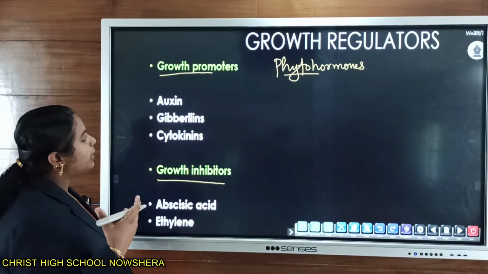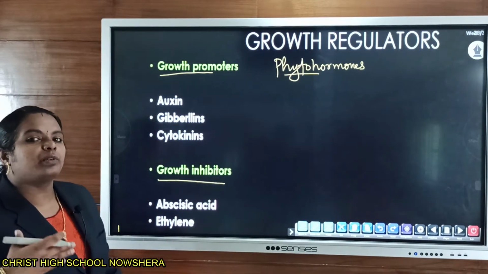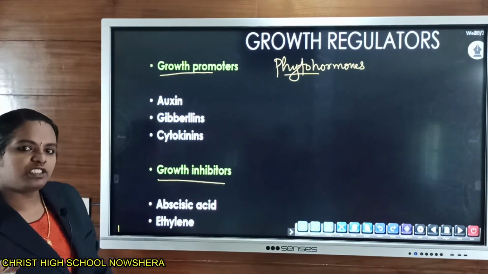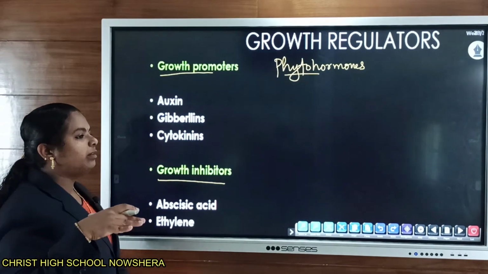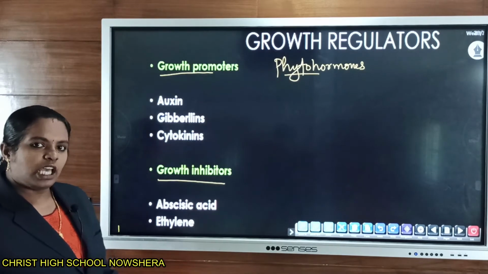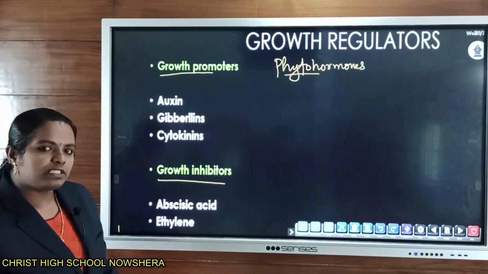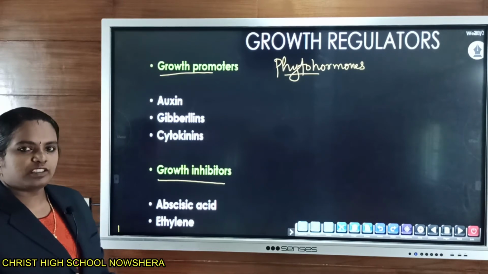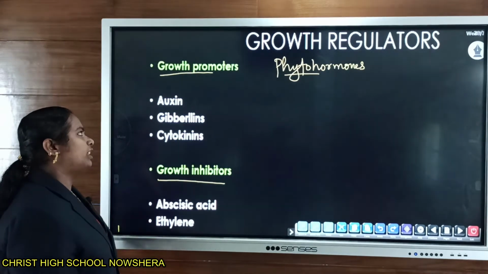Growth promoters promote the growth. They promote the process of cell division and cell enlargement. Growth inhibitors inhibit the cell division process, or slow down or reduce the process in the plant's body. So two types are there: growth promoters and growth inhibitors.